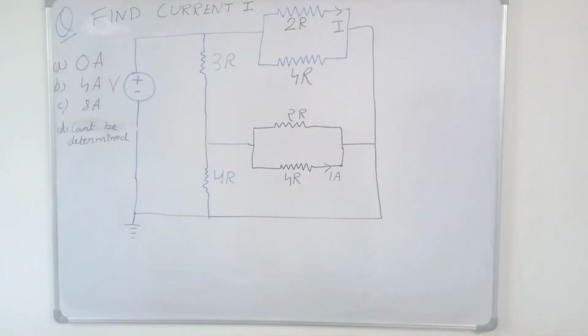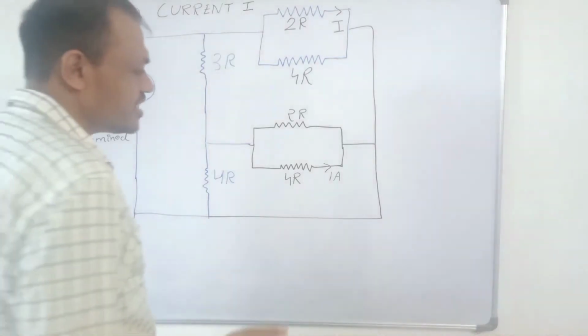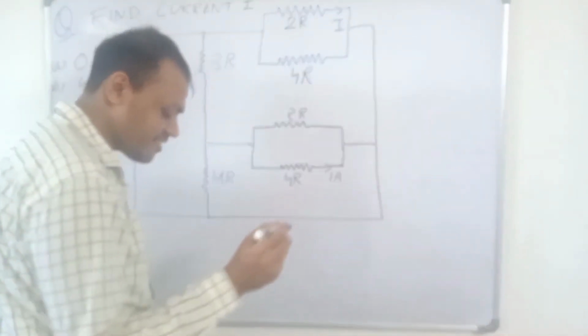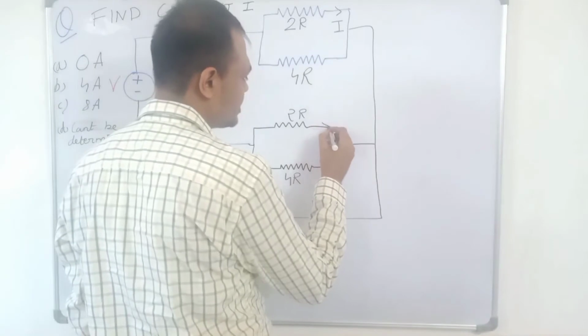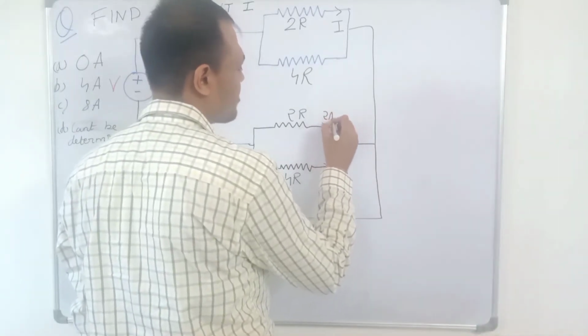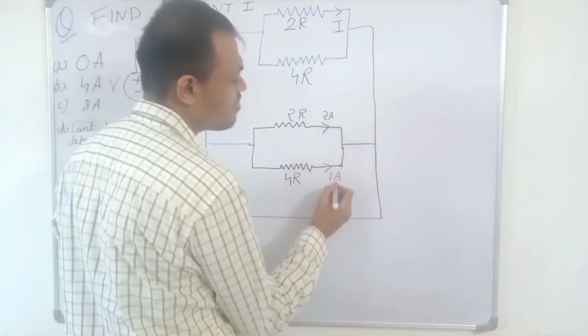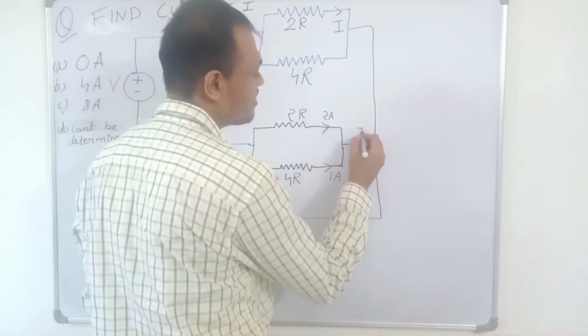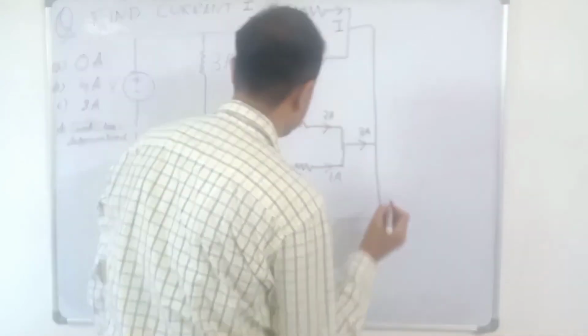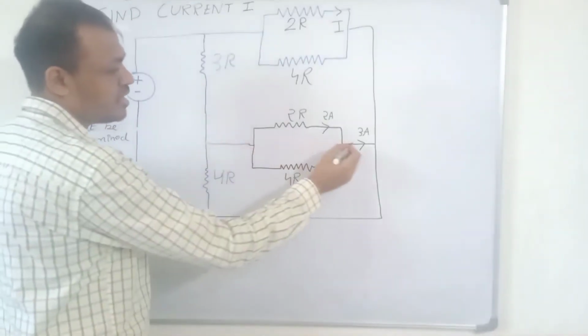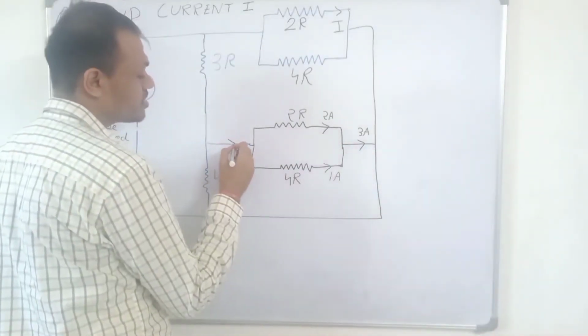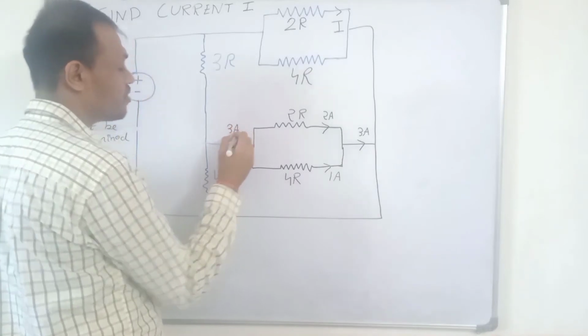So if the current through this 4R resistor is 1 ampere, then the current through this 2R resistor will be 2 ampere. So if 2 ampere current is coming here and 1 ampere current is coming here, so this current will be 3 ampere. Now 3 ampere is coming here, so 3 ampere is also flowing here.